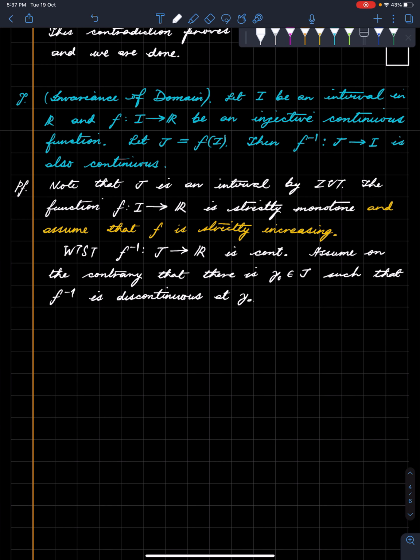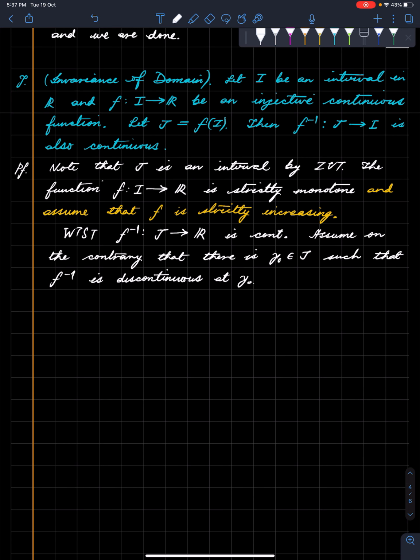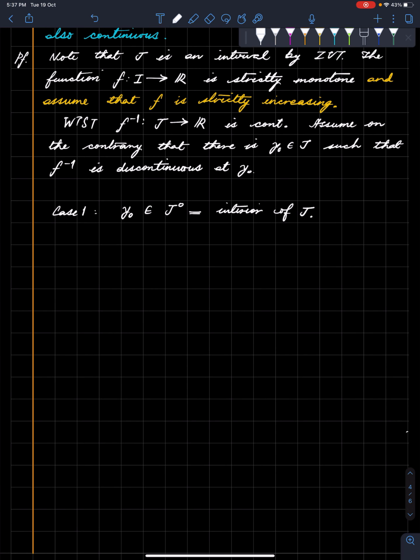So we need to come to a contradiction, and now there are two cases. One case is y0 is in the interior of J. Recall this notation means the interior of J. The other case is when y0 is not in the interior, which I will talk about, but first let's do this case. Both cases are exactly similar.